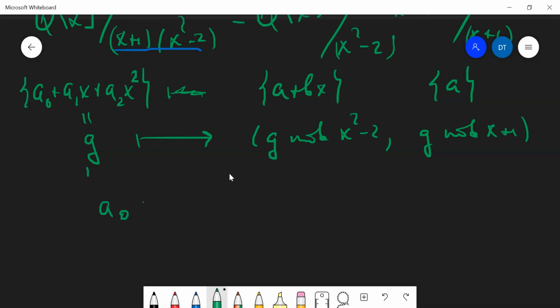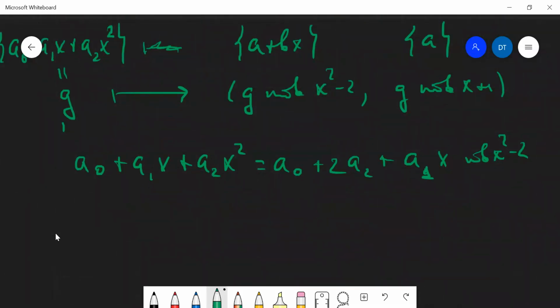So a0 plus a1x plus a2x squared. Well, when you take it modulo x squared minus 2, it means that x squared becomes 2. So the result is a0 plus 2a2 plus a1x. This is modulo x squared minus 2.